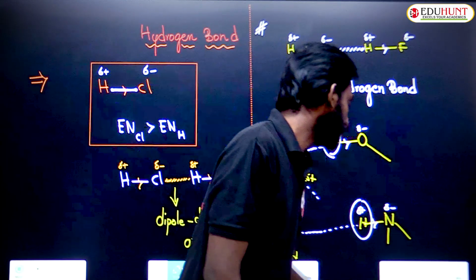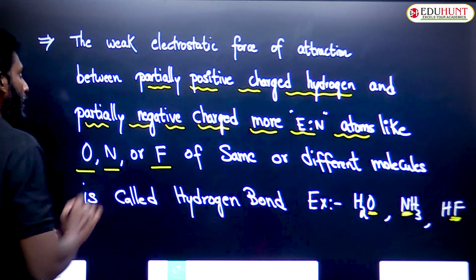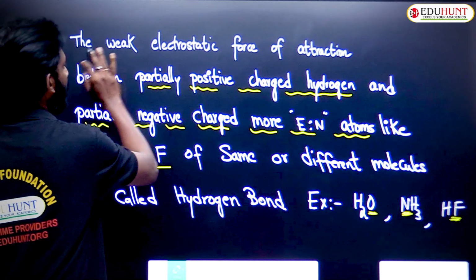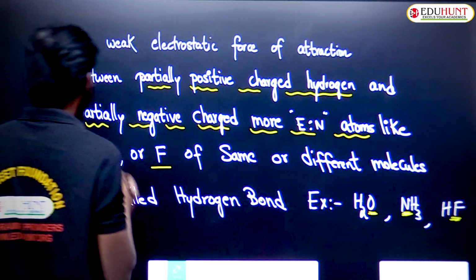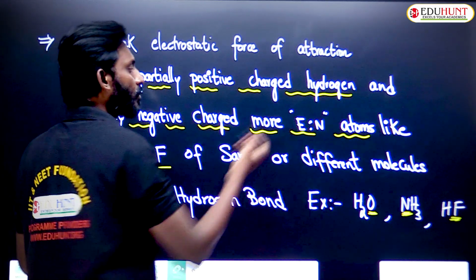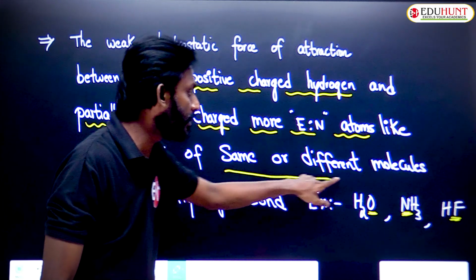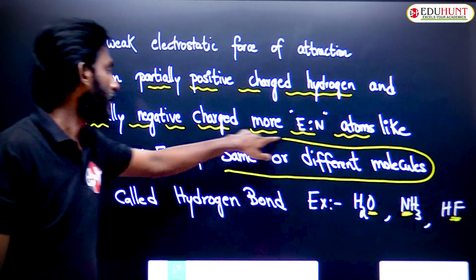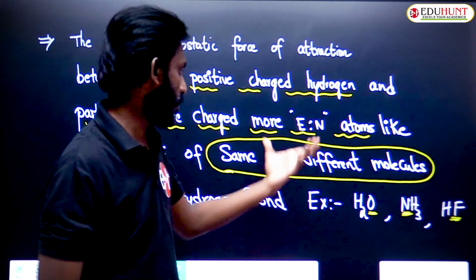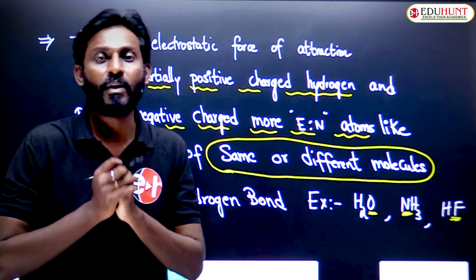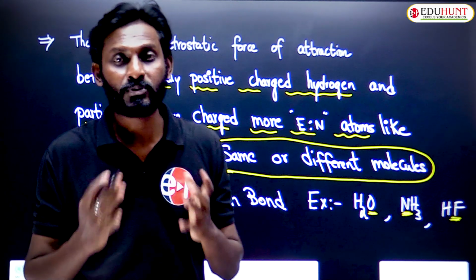Now, you may get a little confusion at this part. This entire part is okay: the weak electrostatic force of attraction between partially positive charged hydrogen and partially negative charged more electronegative atoms like oxygen or nitrogen or fluorine of same or different molecules. This part of the definition, same or different molecules, you will understand once I explain the types of hydrogen bond.